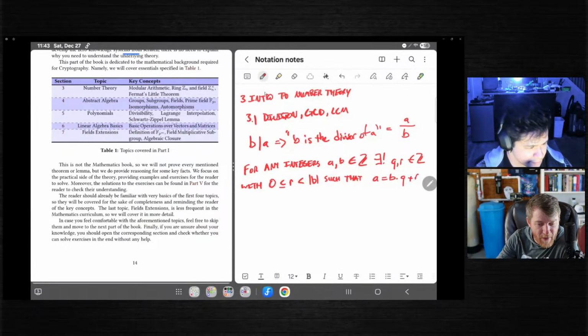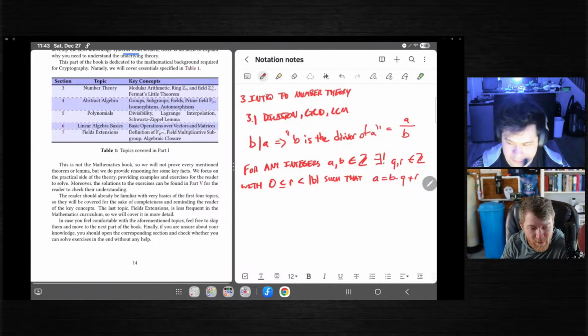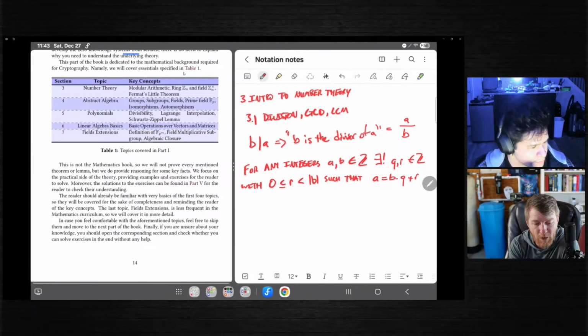So this is not a mathematics book, so we will not prove every mentioned theorem or lemma, but we do provide reasoning for some key facts. We focus on the practical side of the theory, providing examples and exercises for the reader to solve. Moreover, the solutions to the exercises can be found in part 5 for the reader to check their understanding. That's interesting. We should try that. Yeah, I did that already.